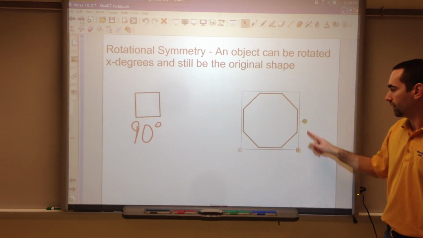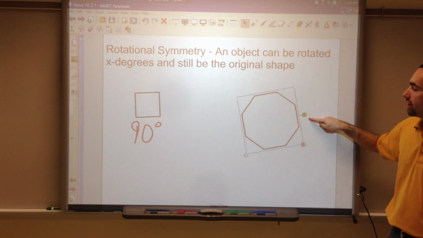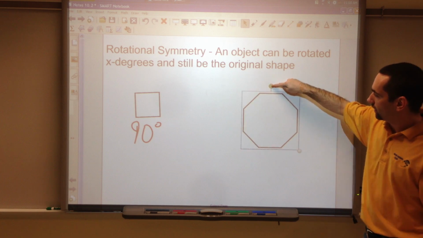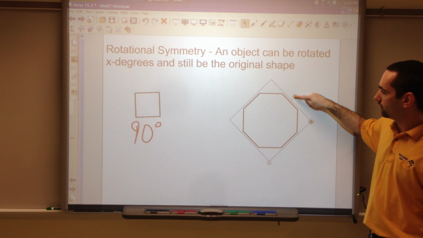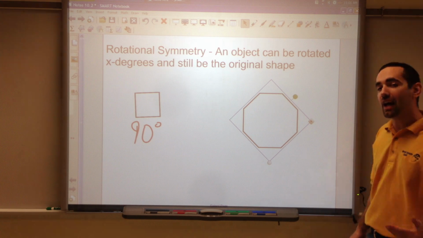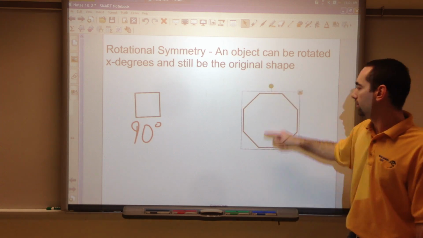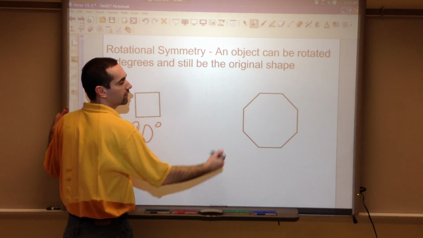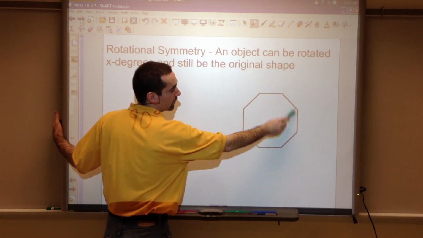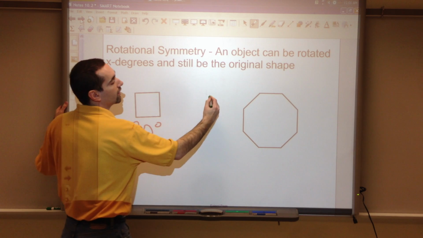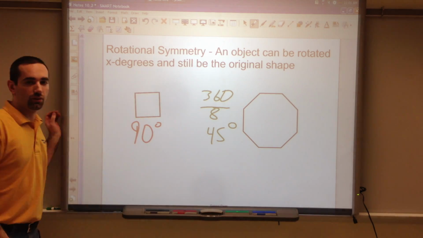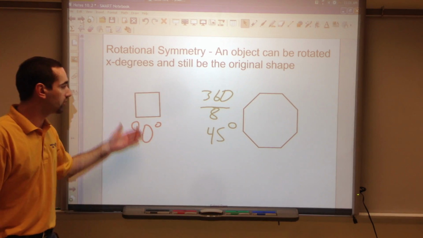Now an octagon, here I can rotate 90 degrees and it'd still be the same, but I have even better symmetry than that. I can rotate and it's the same. That's not 90. I rotated it less than 90. Well, how much did I actually rotate it by? Well, let's figure it out. It's got 8 sides. Just like a circle adds up to 360 if we think about it that way, 360 divided by 8, 45 degree rotational symmetry.